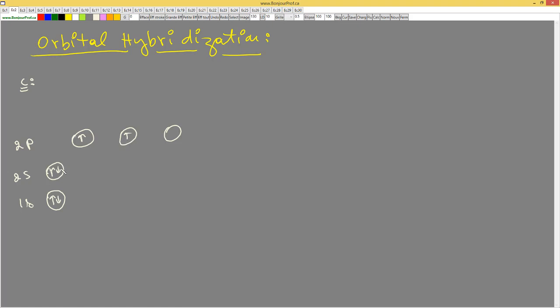So how am I going to do it? I'm going to promote one of these 2s electrons here. I'm going to split them and promote one. So this is what we call promotion.